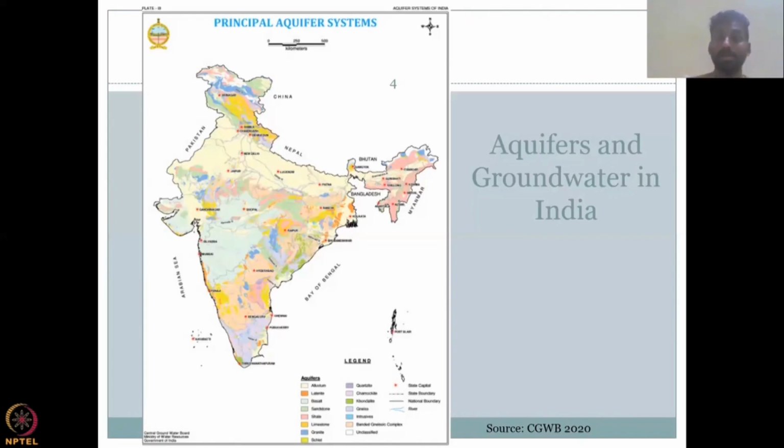Here we're just looking at the base material, which gives the space and rock materials for your porosity to happen, and that porosity stores groundwater.